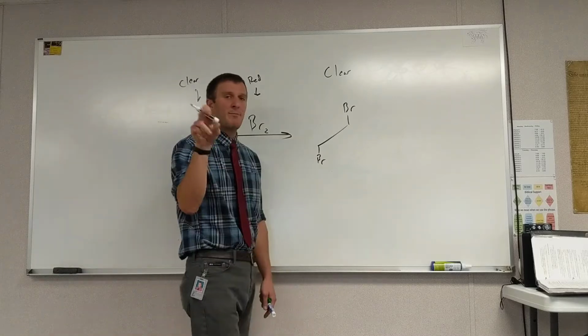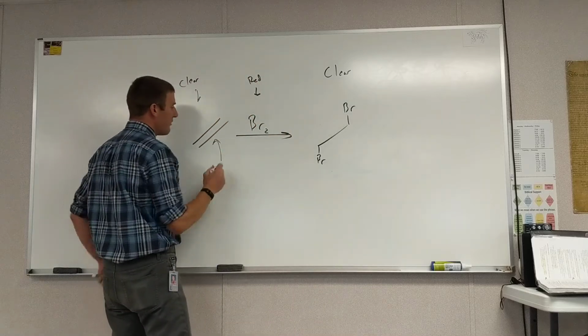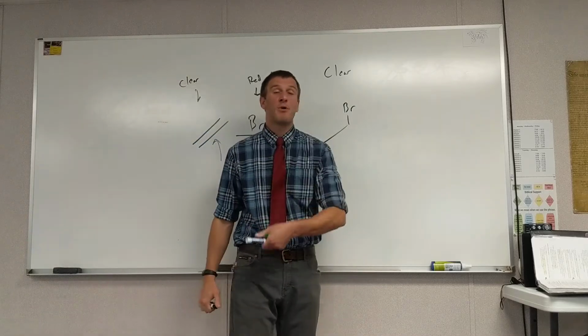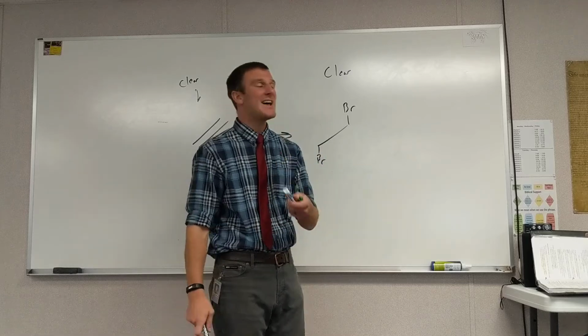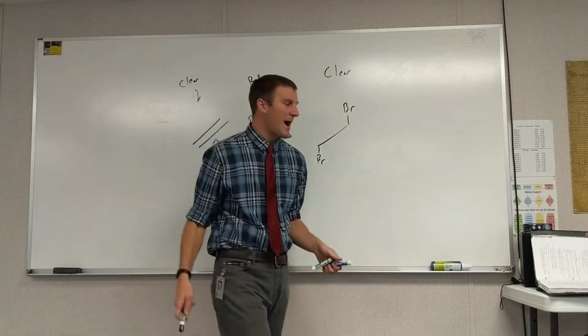But as soon as I get to the point where I add a drop and it doesn't disappear, what does that tell me? That tells me I have no more pi bonds left. So bromine is a great tool for organic chemists to test, are my molecules saturated? In other words, am I out of pi bonds?